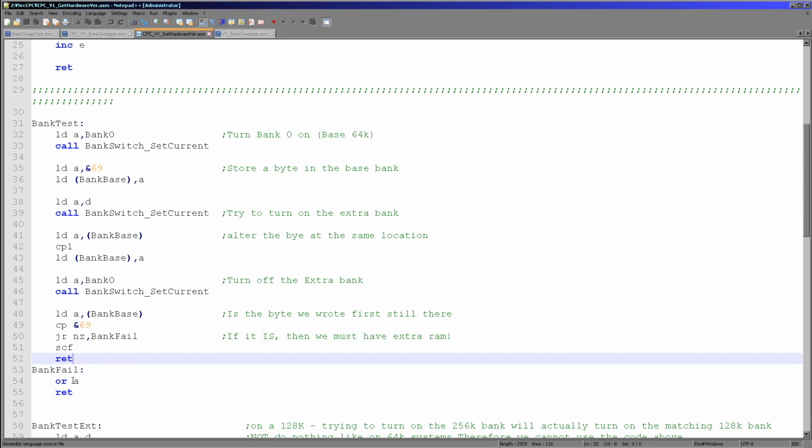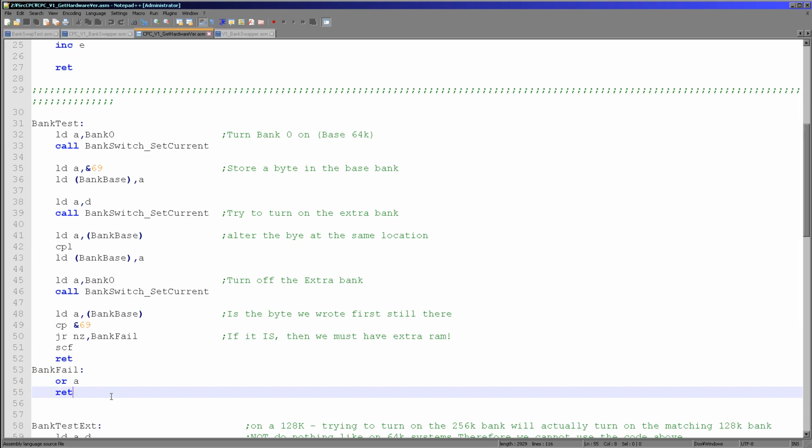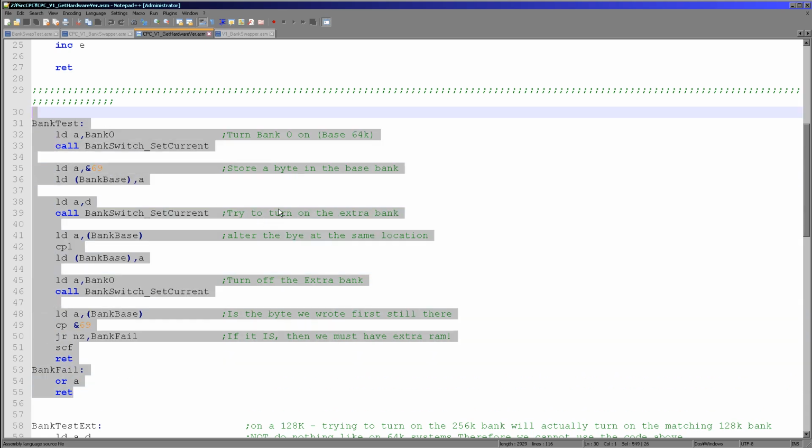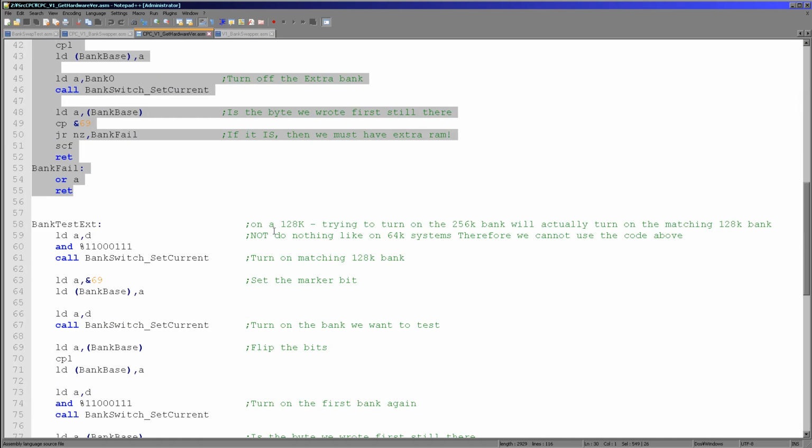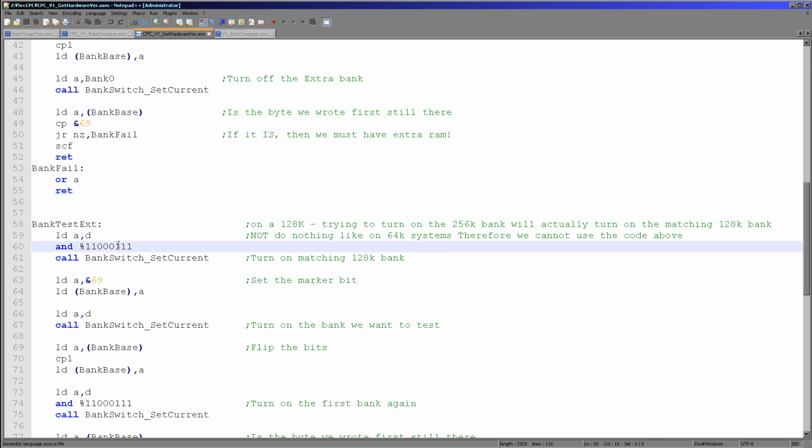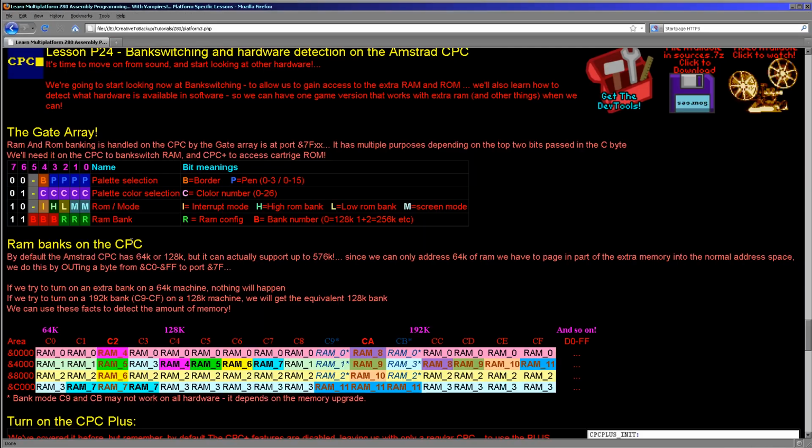So we're going to set the carry flag if we've got the memory upgrade, and we're going to clear it if we have not. So this is the one we use on the basic 64K systems, but as I said before, when we want to test for 256K on a 128K system, we have to do it a little bit differently. So what we're doing in that case is we're selecting the equivalent bank on our 128K system as the memory bank we were told to select on the 256K system. And we do that by zeroing out these 3 bits here.